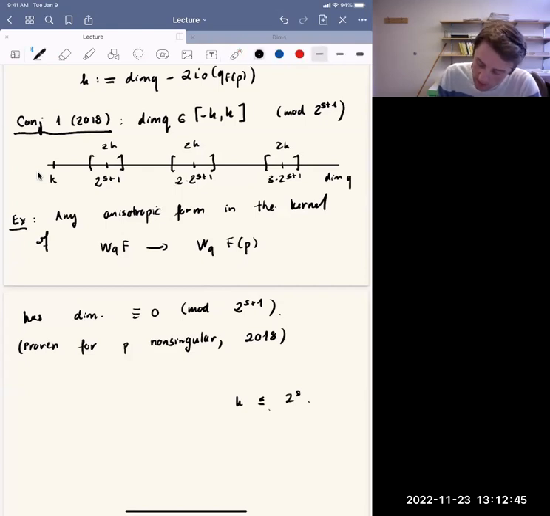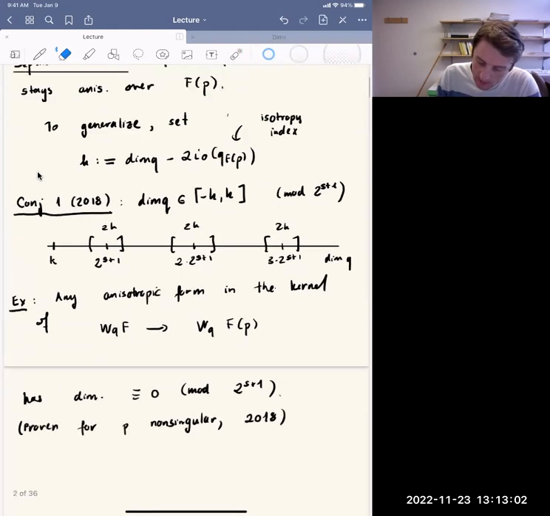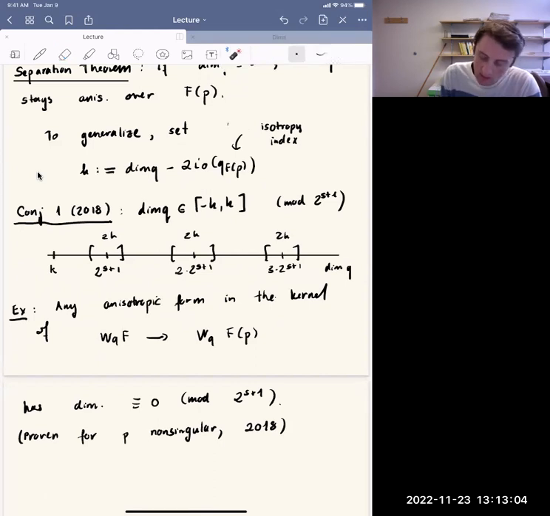And for non-singular forms, what we currently know is that this statement is true for all K less than or equal to 3/4 of that number. So in 3/4 of the interesting cases, this conjecture is known to be true. But what I want to talk about in this lecture is that this conjecture is somewhat suboptimal in some sense.